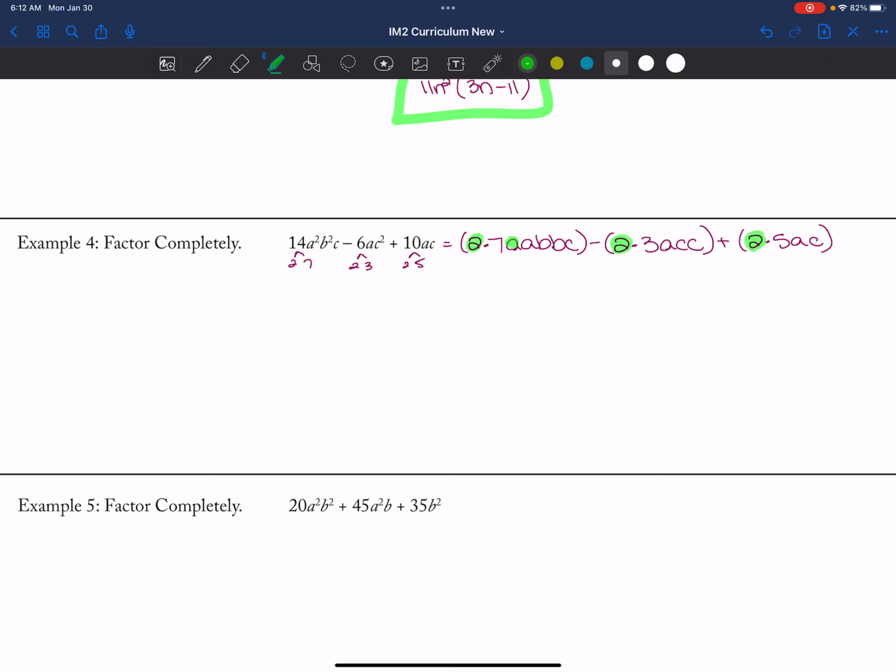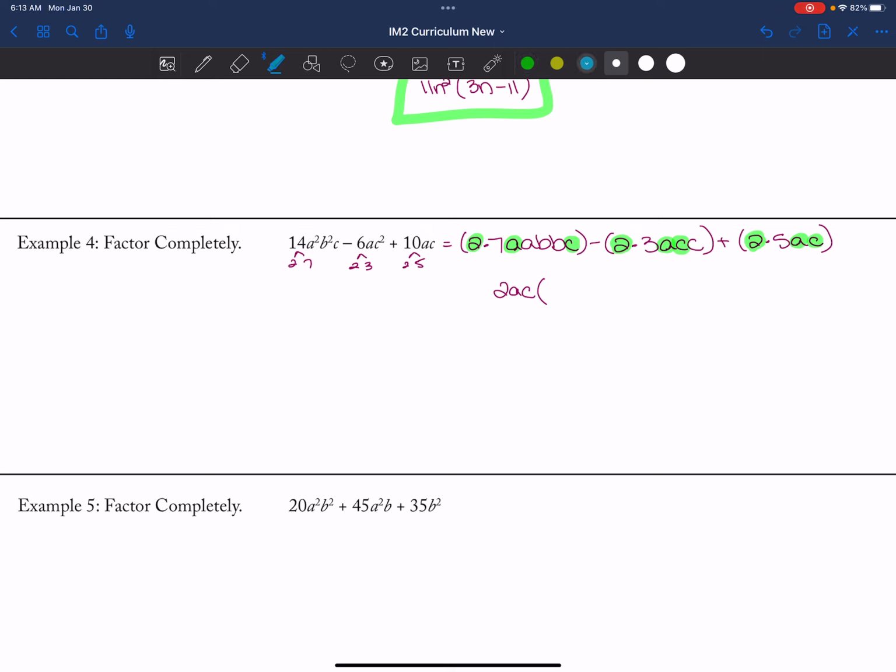Does everybody have an a? Yes, I have 1 a here, 1 a here, and 1 a there. Oops, that's a 5, just kidding. Then, does everybody have a b? No. Does everybody have a c? Yes, everybody has 1 c. Okay. So what I have in common is 2ac that factors out.